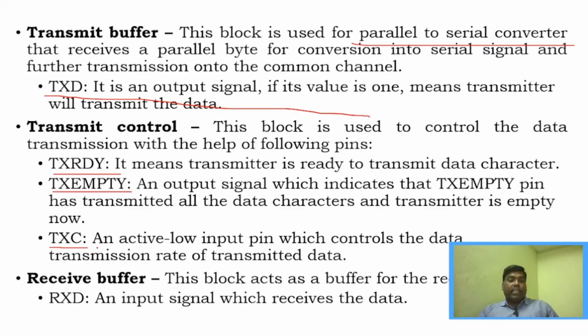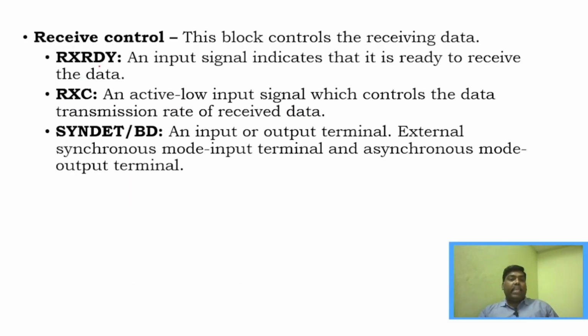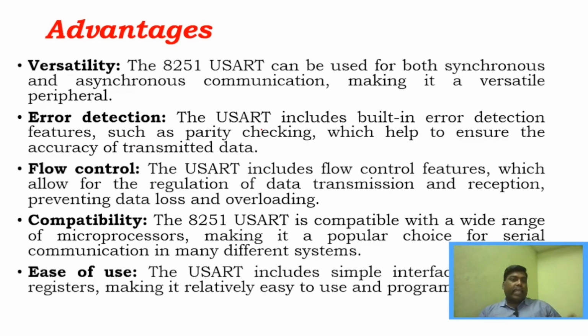And TXC pin is the clock signal for the transmitter, and similarly the receive buffer, as I said, will act as a serial to parallel converter, right? And similarly the RXD signal is the input signal which receives the data, and RX ready indicates that the receiver is ready to receive the data, right? And again, RXC here can be used as a clock signal, and this is a very important pin where it can be used as an input and output terminal, whereas in input terminal it works in synchronous mode, and in output mode it will work in asynchronous mode, right? So this is the overall working of USART 8251.